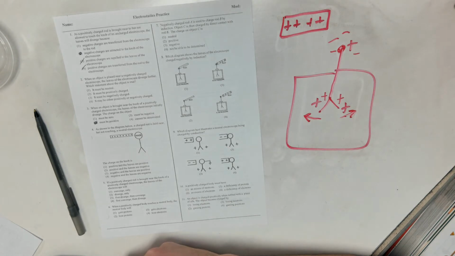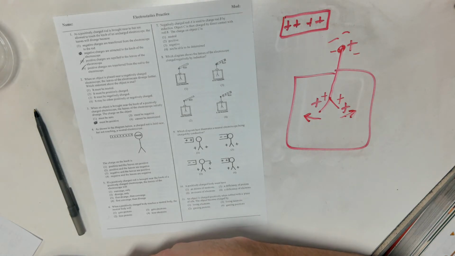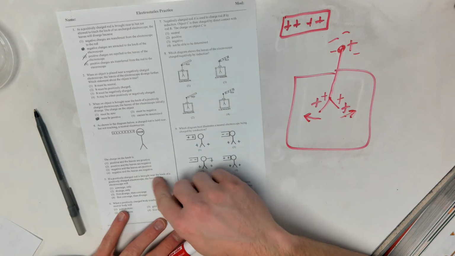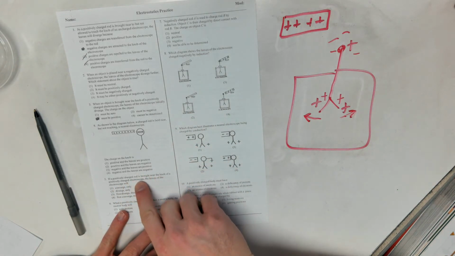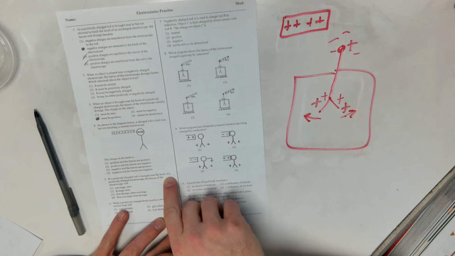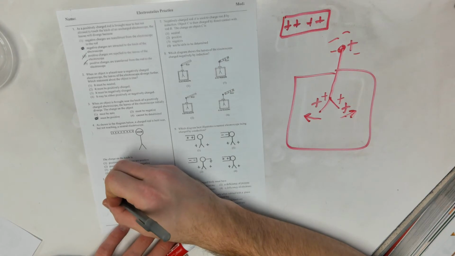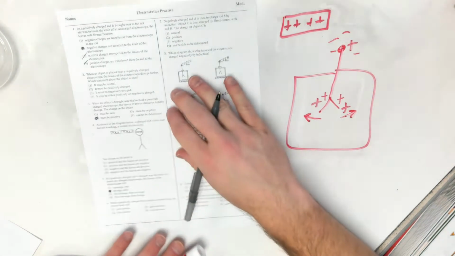Question 5. If a positively charged rod is brought near the knob of a positively charged electroscope, the leaves will, this is the same thing. They will diverge. Does it touch? No, it's brought near. So if a positively charged rod is brought near the knob of a positively charged electroscope, the leaves will diverge. That's the same thing as question 3, actually.